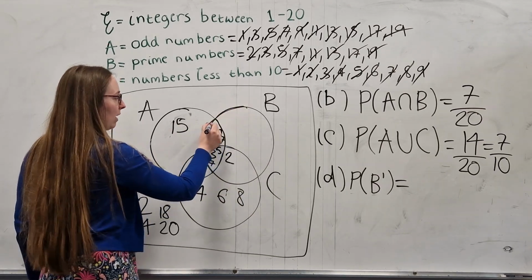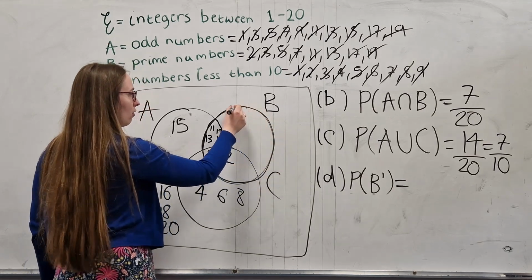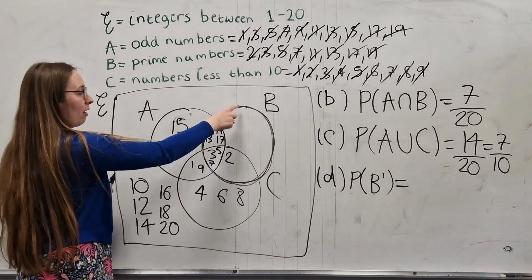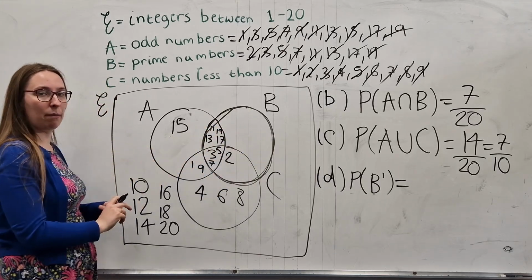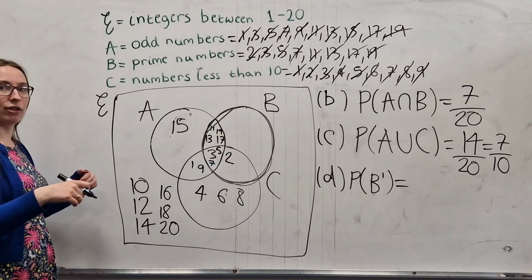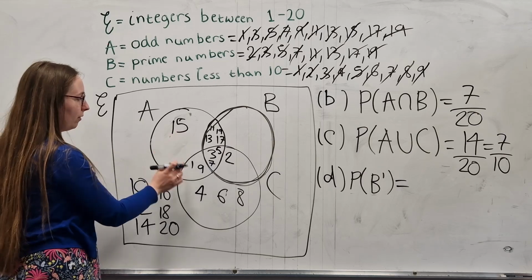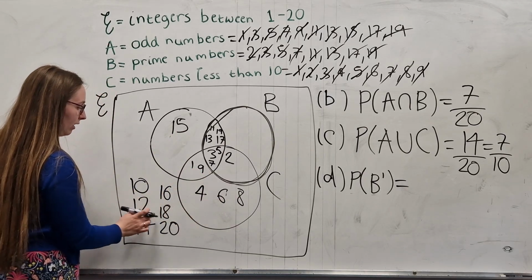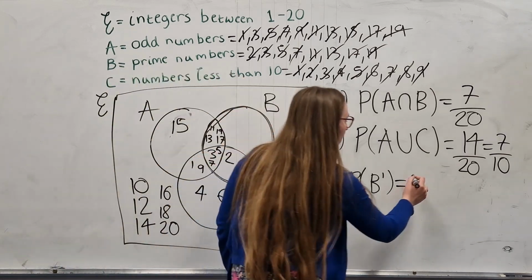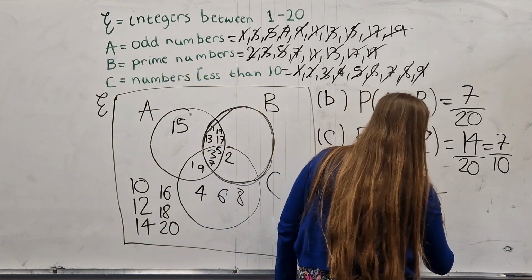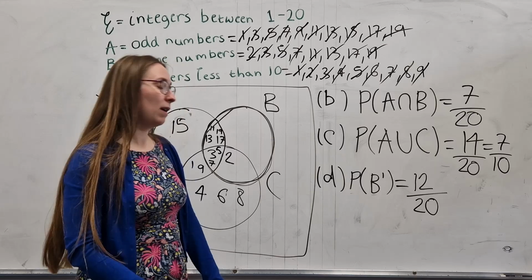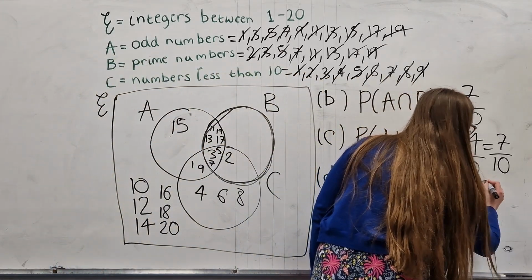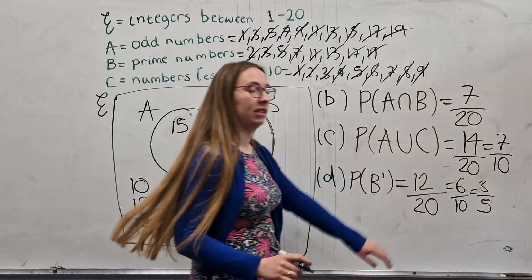But when we're talking about the set B, we're talking about this whole circle here. Oh, I've made that really gross now. Everything in this circle is in the set B. So we count everything outside of that circle. 1, 2, 3, 4, 5, 6, 7, 8, 9, 10, 11, 12. So we have 12 numbers outside of the set. So there's 12 out of 20. Once again, you can simplify: 6 over 10, or 3 over 5. But I would stick with 12 over 20.